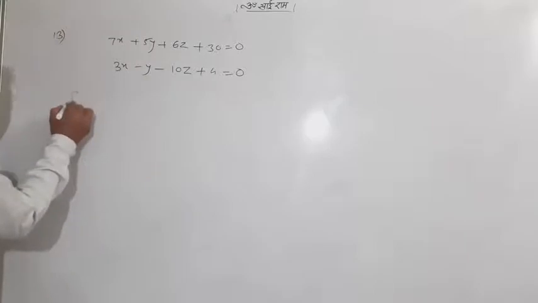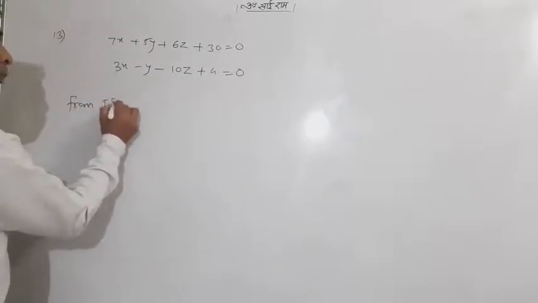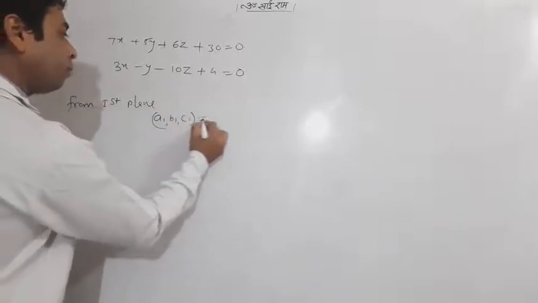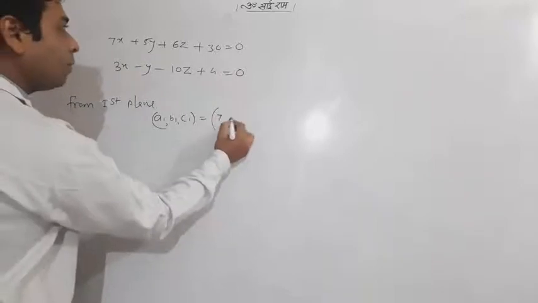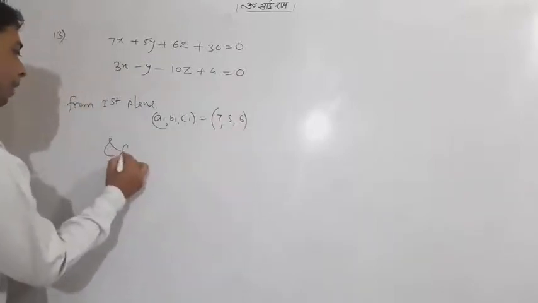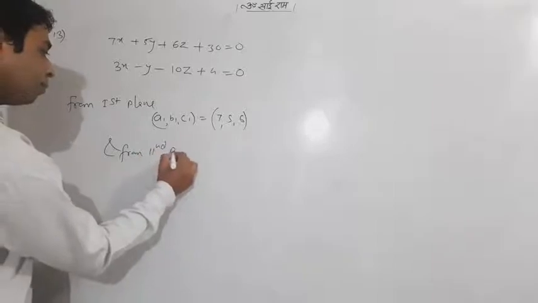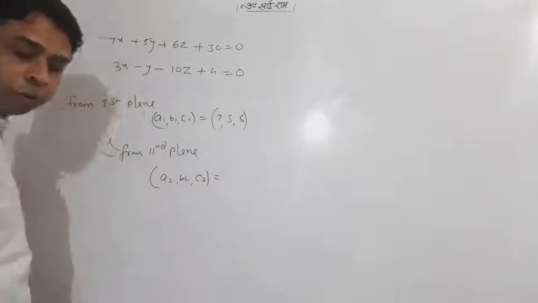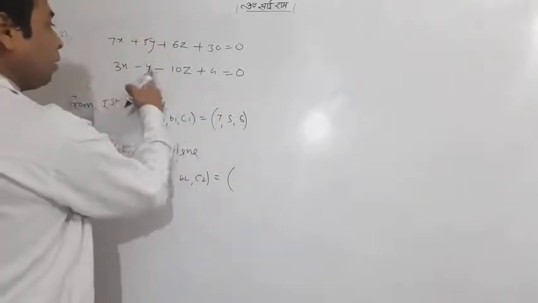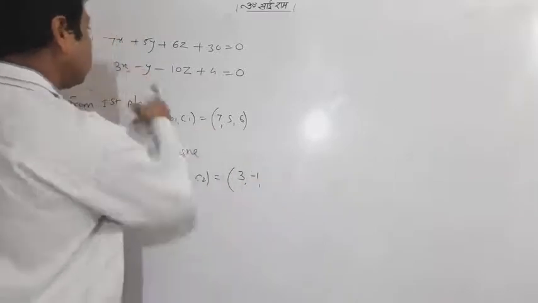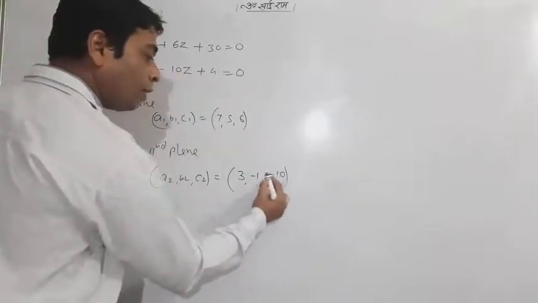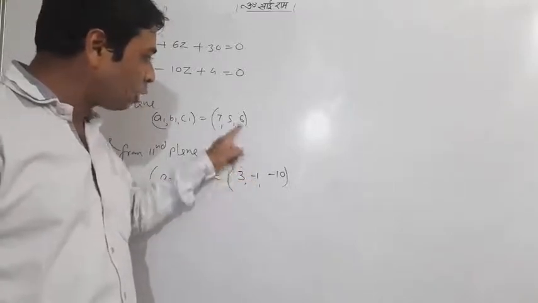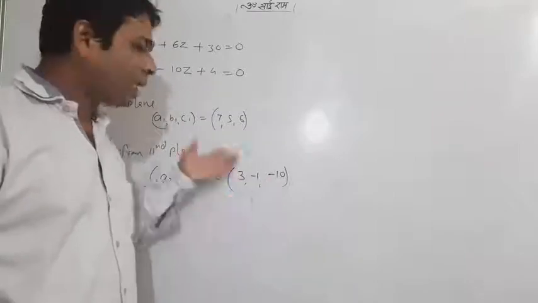Look at the first plane: a1, b1 and c1 give the ratio of the normal of the first plane, 7, 5, 6. From the second plane you can obtain a2, b2 and c2, which is 3, minus 1, minus 10. One can simply predict, student, that a1 upon a2 is not equal to b1 upon b2, is not equal to c1 upon c2. It means the planes are not parallel.